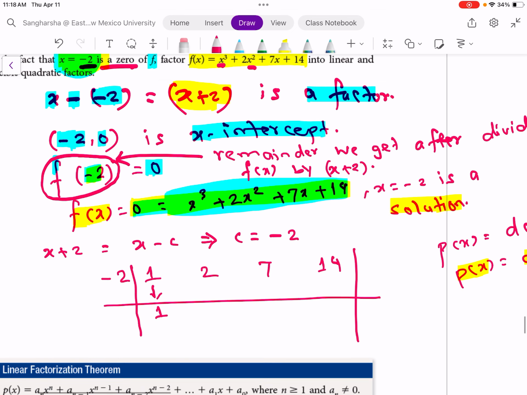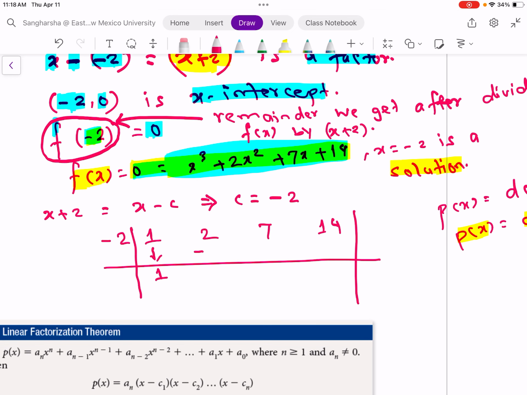Then multiply by our c. 1 times negative 2, we get negative 2. We do not change sign. 2 minus 2, that is 0. Now let's multiply this 0 and this negative 2. 0 times negative 2 is 0. 7 plus 0 is 7. 7 times negative 2 is negative 14. And we have 0 at the end.